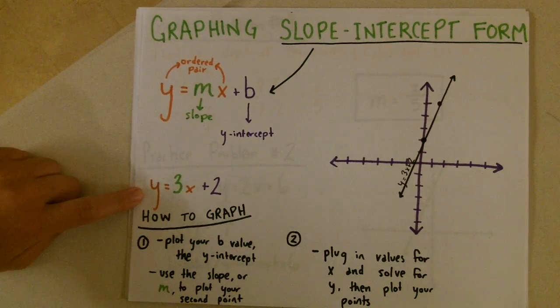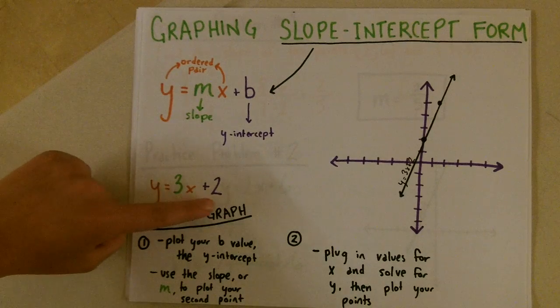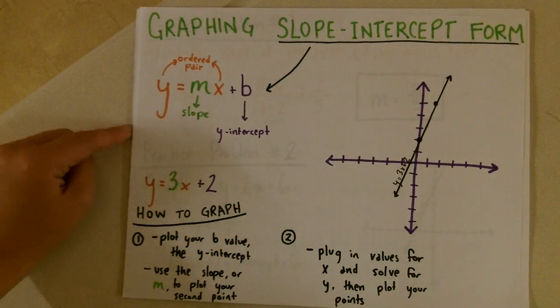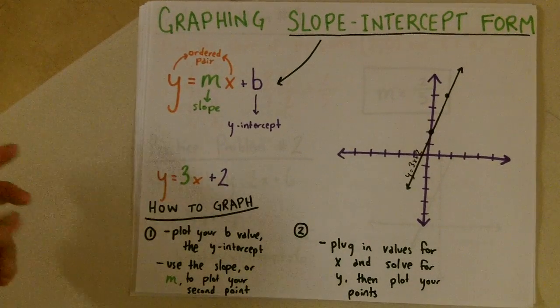So here's an example. A lot of times when you're given this in problems, you'll be given the slope and you'll be given the y-intercept, but you won't be given x and y values, because obviously on a line there'll be more than one point that's going to fit with this form. So there are 2 ways that you can graph this.